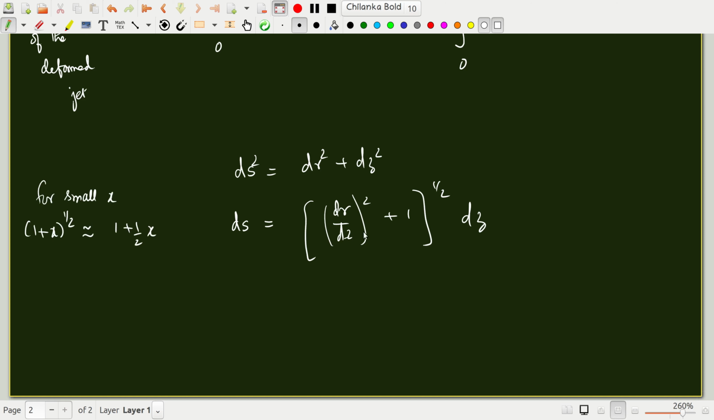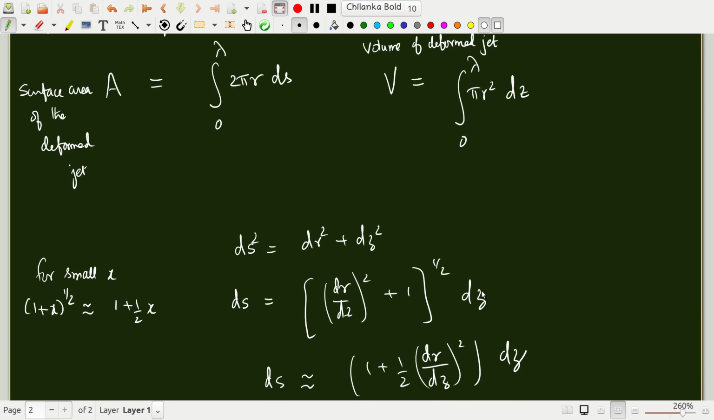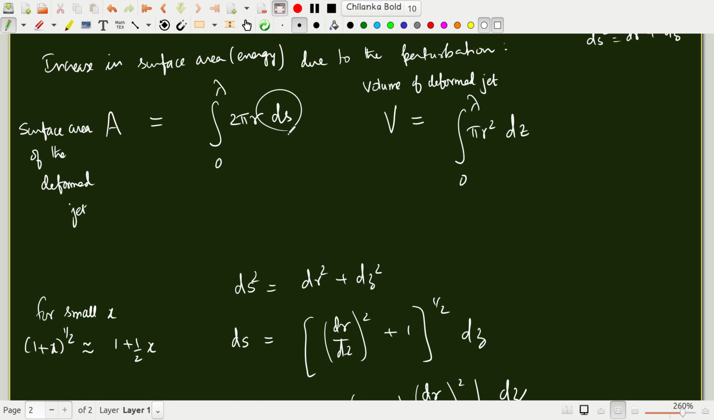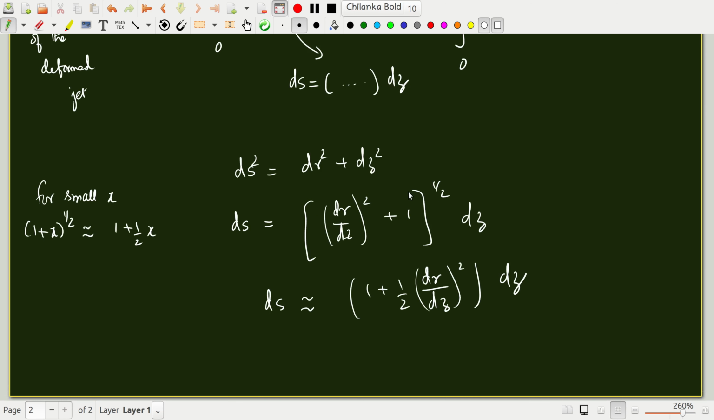Similarly, because this is small, I can approximate it as 1 plus half dr by dz whole squared times dz. Now ds is written in terms of dz. I have to substitute this here. Okay, ds is all this times dz, which we have just derived. I'll substitute this there to find the surface area as well as the volume.